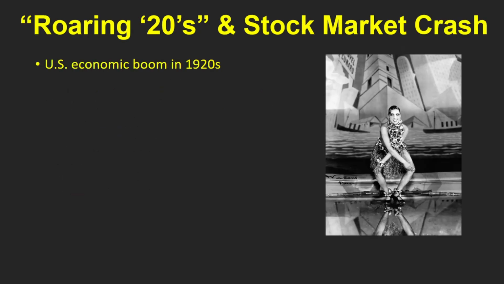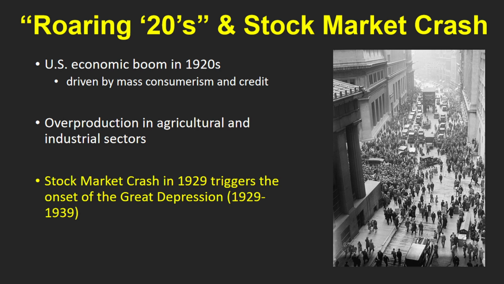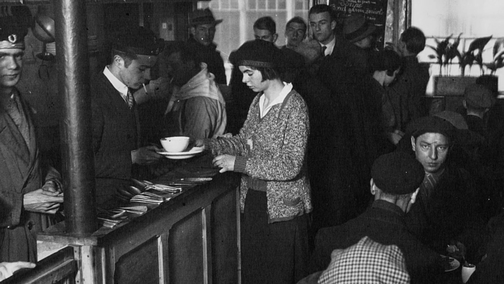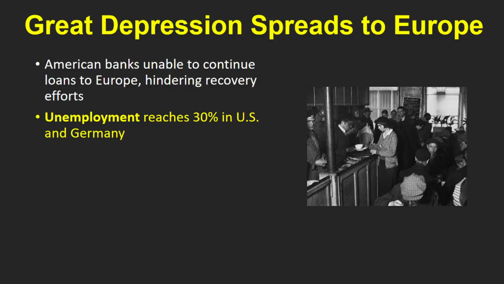The US economy boomed in the 1920s, largely based on mass consumerism fueled by credit. Overproduction occurred in both agricultural and industrial sectors, and when the stock market crash occurred in 1929, the economy went into rapid freefall, leading to the Great Depression. American banks were no longer able to supply loans to Europe, cutting short their economic recovery and bringing them into crisis. Unemployment rose to new, dangerous heights, most notably in the US and Germany, reaching up to 30%.